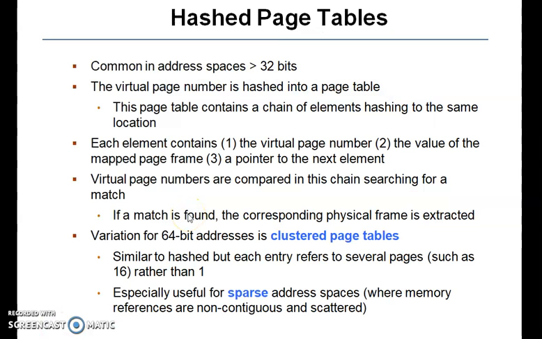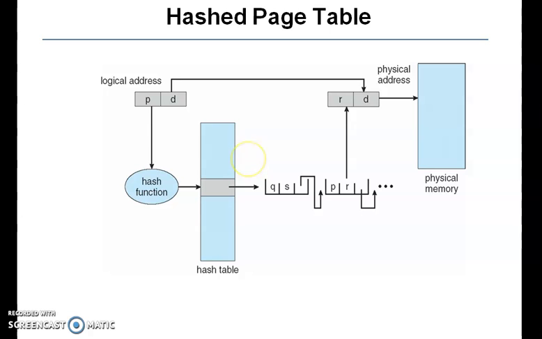The second technique is the hashed page table. To see the hashing technique, we use a diagram here. The logical address contains P and D, and we use the hash function here. This hash function is used to search in the hash table. The entries in the hash table are not single values but a list of values, and each value contains information like the page number and the corresponding frame number. This value is compared with the logical address.